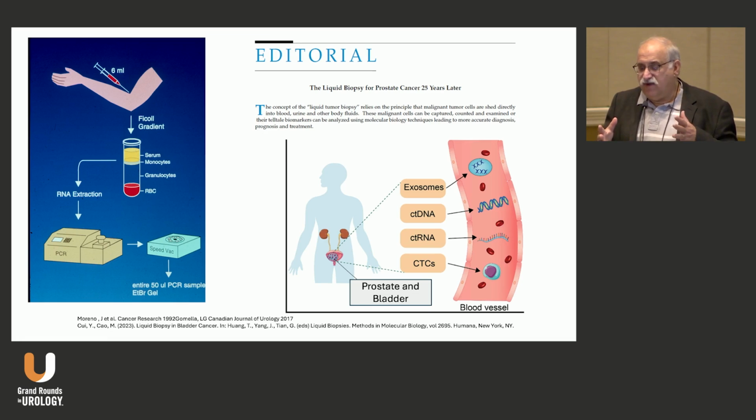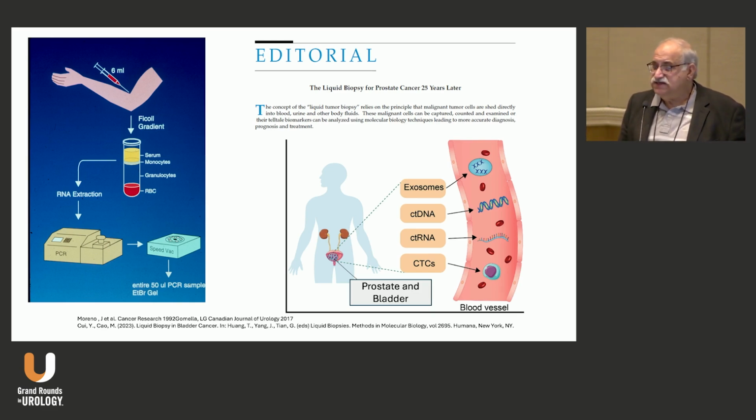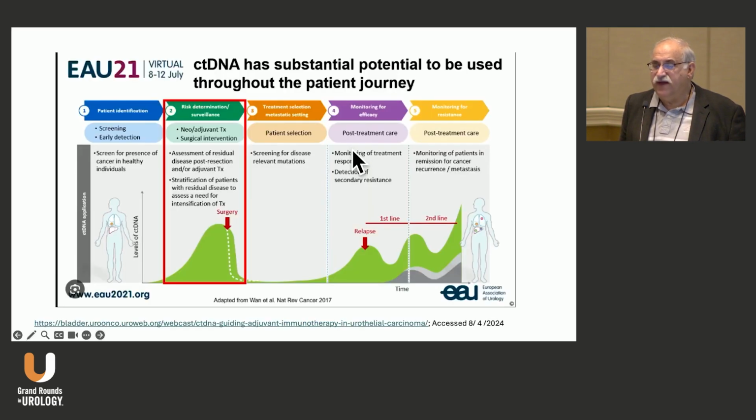And again, relative to our talk today, prostate and bladder cancer, there's exosomes, circulating tumor DNA, circulating tumor RNA, and CTCs, to just name a few. This was just a review article with a little bit more complete graphic of what's going on with circulating tumor DNA, with the apoptosis, necrosis, and actually tumor shedding into the circulation. And again, it's usually picked up in the monocyte level when you spin the cells down.